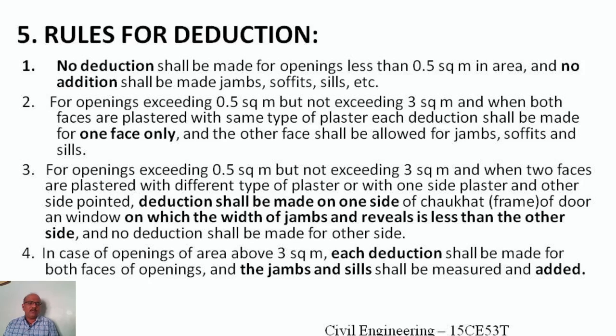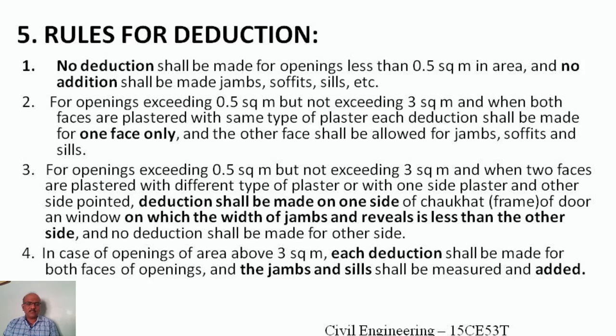In case the opening area is more than 3 square meter, for example, if you are providing shutters for shops, commercial complexes, or for the car parking area, garage and all, in such cases the area of opening will be more than 3 square meter. When the area of opening is more than 3 square meter, the deductions have to be made on both sides, and jambs, sills and soffits have to be measured and added. This is regarding the rules of deductions.